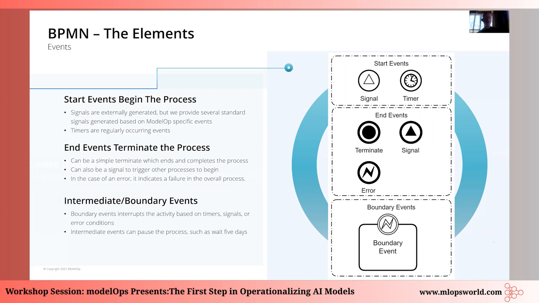And then, of course, a process eventually has to end. So we have different ways where it can terminate. We can terminate it and it just ends normally, and that completes the process. We can also send out another signal to chain processes and say, okay, we've completed this, now something else must occur. And then, of course, a process can end in error as well. And then we're going to see one example today of an intermediate event. Those are events that happen in the middle.